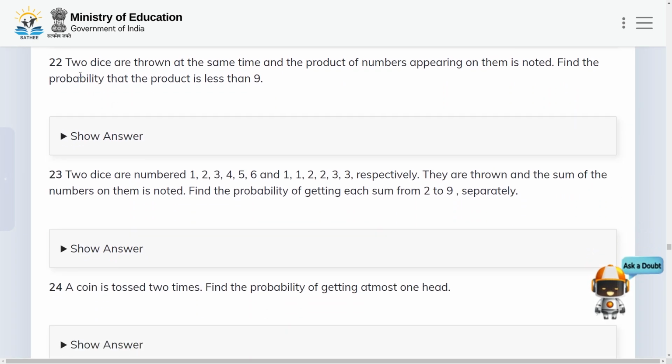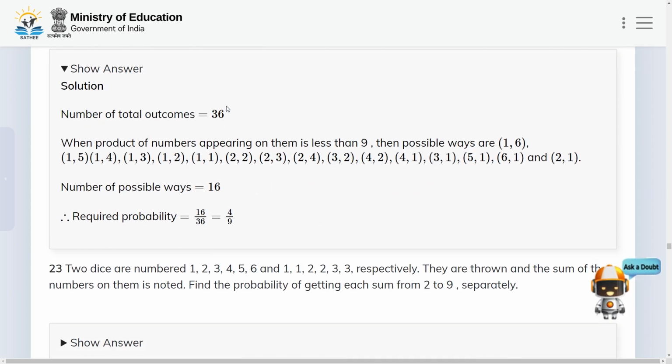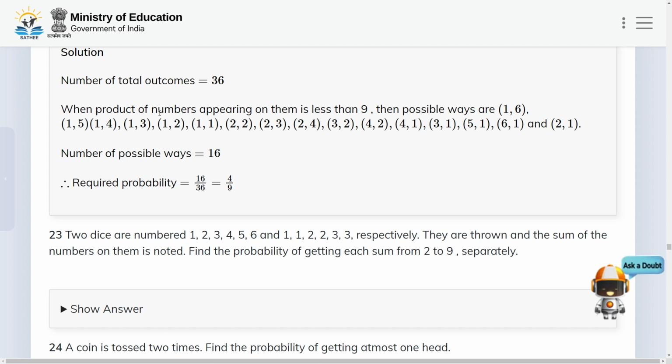In the next problem, two dice are thrown at the same time and the product of the numbers appearing on them is noted. Find the probability that the product is less than 9. Here the number of total outcomes is 36, and when the product is less than 9, the possible ways are (1,6), (1,5), (1,4), (1,3), (1,2), (1,1), (2,2), (2,3), (2,4), (3,2), (4,2), (4,1), (3,1), (5,1), (6,1), and (2,1). So the number of possible ways is equal to 16. Therefore the required probability is 16 by 36, that is equal to 4 by 9.